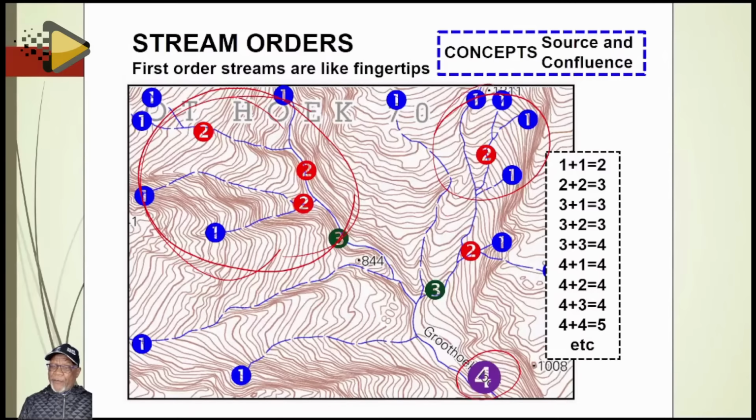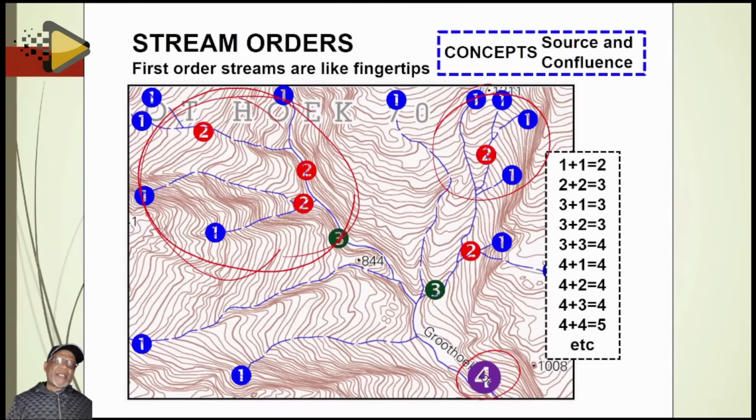It means the first order streams will be drying out. And if the first order streams are drying out, it means now we'll be left with the second order streams and the third order streams. Now the second order stream becomes stream order number 1, and then stream order number 3 becomes stream order number 2. So what is happening to the drainage density? The drainage density is becoming lower. And as the drainage density becomes lower, the stream order is also becoming lower.